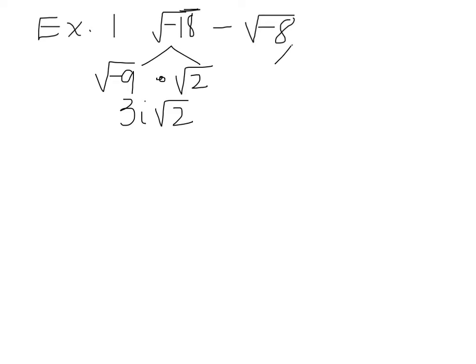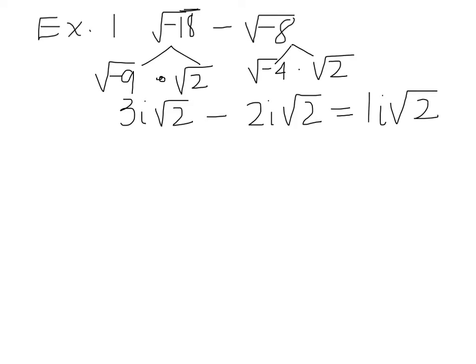And then this one would be the square root of negative 4 times the square root of 2, minus 2i square root of 2. And now that they are the same, you can simplify this to i root 2. And then you're done. Let's try another one.